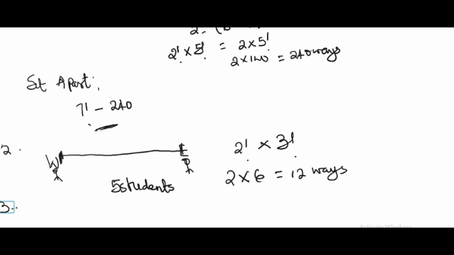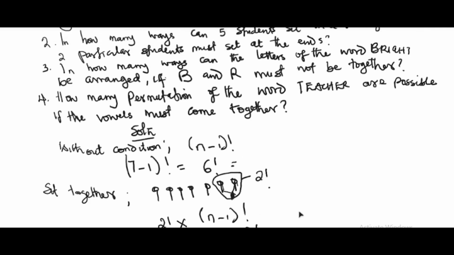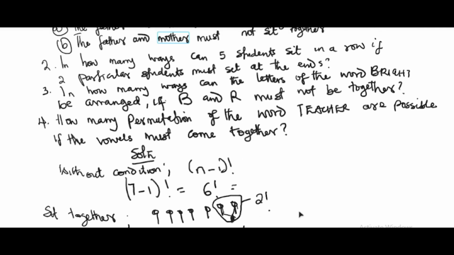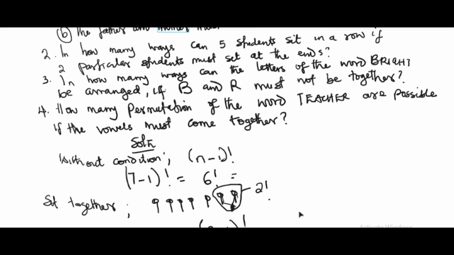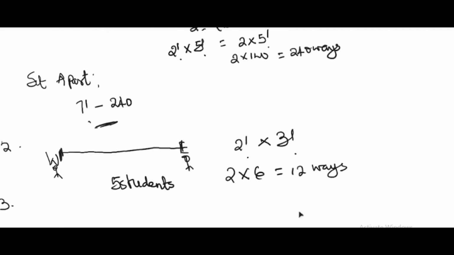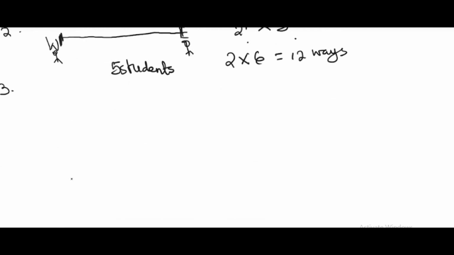Let's see the third question again. Let's see it together. Okay, so the third question: in how many ways can the letters of the word bright be arranged if B and R must not be together? Unfortunately for them, from the spelling of bright, they are together. And this time around, they want us to rearrange them such that they won't be together. Well, we don't know what the fight or quarrel is, but let's oblige them their request.